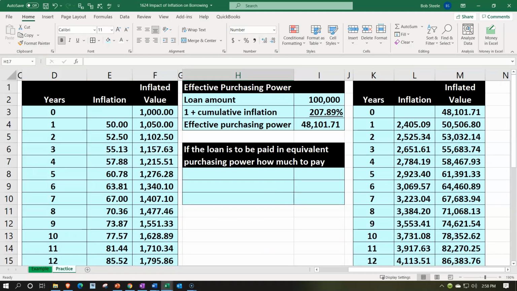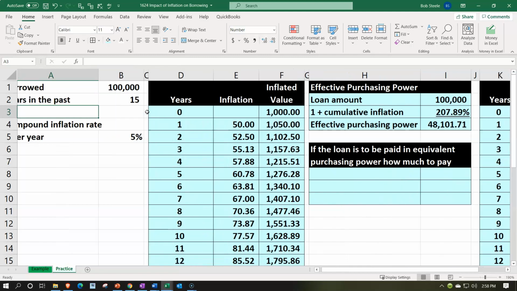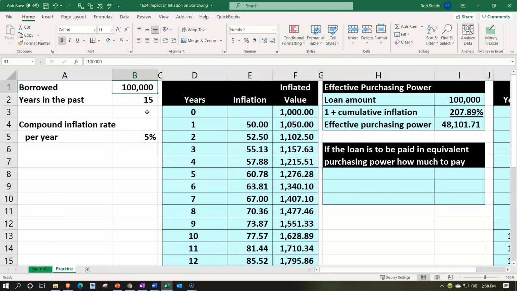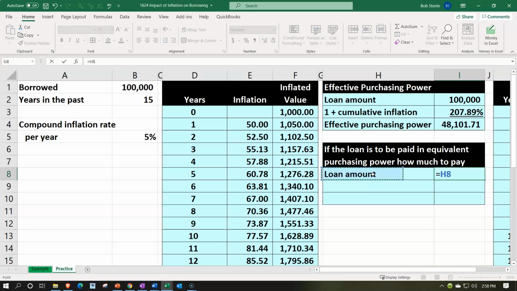Now you might then ask, well, what if the loan is paid in equivalent purchasing power, meaning basically when I pay it back, I have to take into consideration inflation. How much would I have to pay back? Meaning I borrowed the 100,000 and now it's like a flexible rate loan, and I have to pay it back in equivalent purchasing power dollars. Well, how much would I have to pay back in that situation? Well, in that case, we would take the original loan.